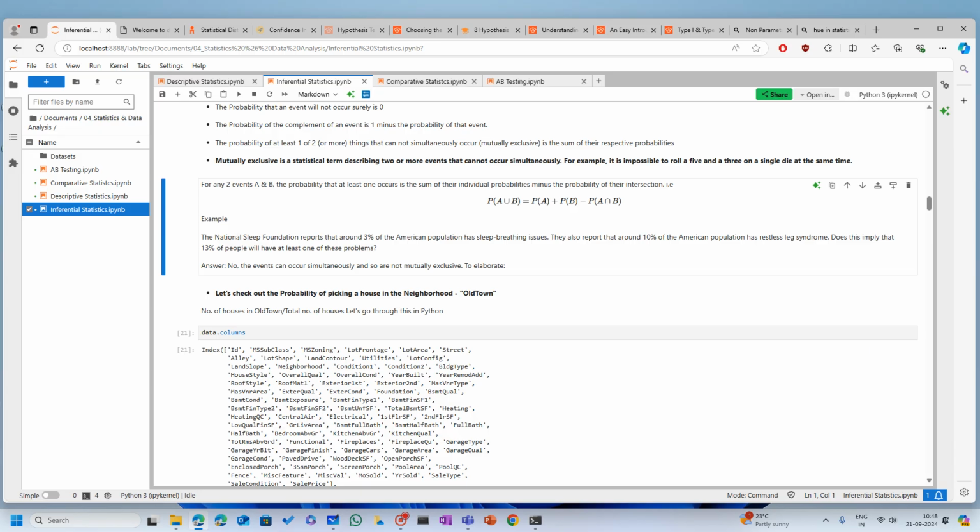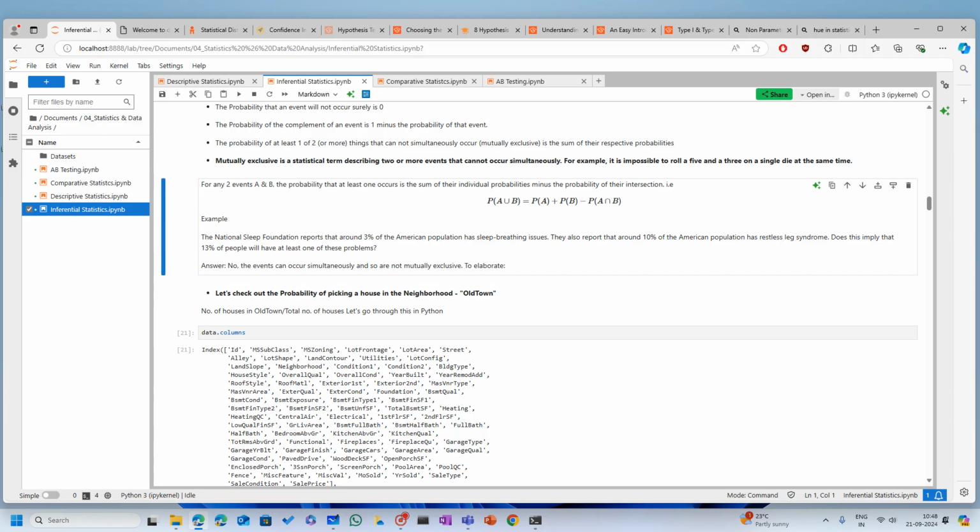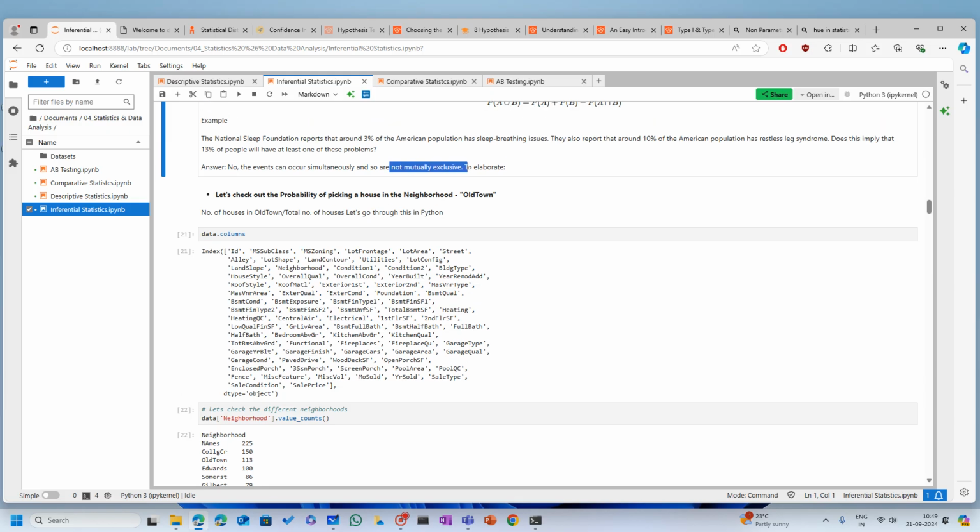So one example is given. 3% of American people have breathing issues while they sleep, and 10% of Americans have restless leg syndrome. Does that mean 13% of them have one or more? No, because there is some common factor. Some of them might have both. So we have to take P of A intersection B into account, and accordingly calculate P of A union B. You have to remember this, because they are not mutually exclusive.